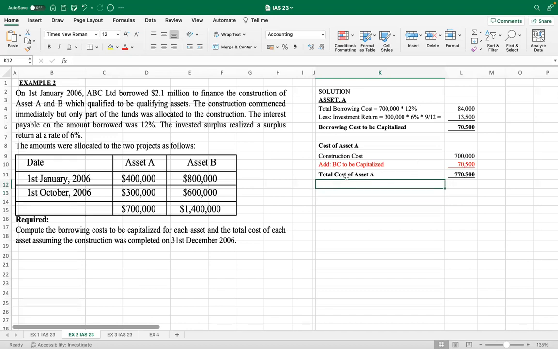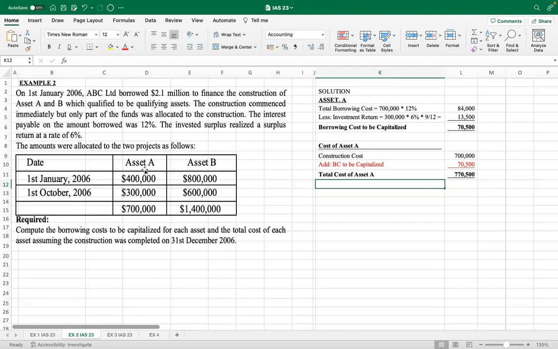Okay, so let's look at this again. Please, let's refocus on it, although now we are taking more than the time we had planned. The total cost of constructing asset A was 700,000. So out of the 2.1 million, 700,000 went to asset A and 1.4 million went to asset B. When you add 700,000 plus 1.4 million, it gives you 2.1 million.